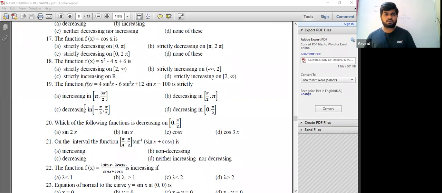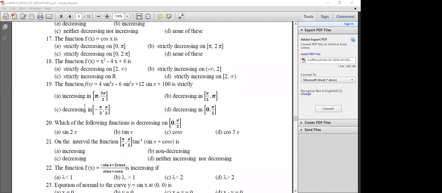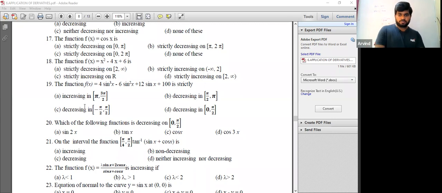Similarly, find out this. The function f of x is equal to x square minus 4x plus 6. First differentiate ಮಾಡಿ. Option D, strictly increasing on 2 comma infinity. Yeah, that will be correct. ನೀವು differentiate ಮಾಡಿ 2x minus 4 ಅಂತ ಬರುತ್ತೆ. So ನೀವು critical value ಕಂಡುಹಿಡಿದ್ರೆ 2 ಬರುತ್ತೆ. So greater than 2 ಎಲ್ಲ ಚೆಕ್ ಮಾಡಿದಾಗ ನಿಮಗೆ ಪಾಸಿಟಿವ್ ವ್ಯಾಲ್ಯೂಸ್ ನೇ ಬರುತ್ತೆ. So strictly increasing on 2 comma infinity. Strictly decreasing ಬರಲ್ಲ, strictly increasing on 2 comma infinity.